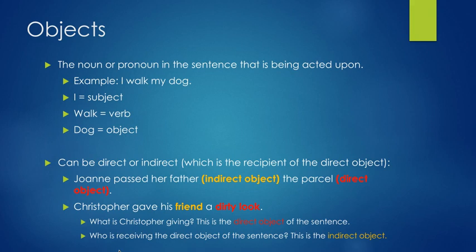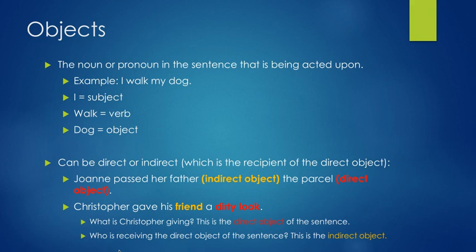Joanne is the subject, so we're going to ignore her for a second. Her father is in the sentence, so he's an object because she's acting upon him in some way. And then a parcel is also part of the sentence here, so that is another object. So you've got two objects there, and to figure out which one is the direct object, which one is the indirect object, you want to figure out which one Joanne is actively acting upon.